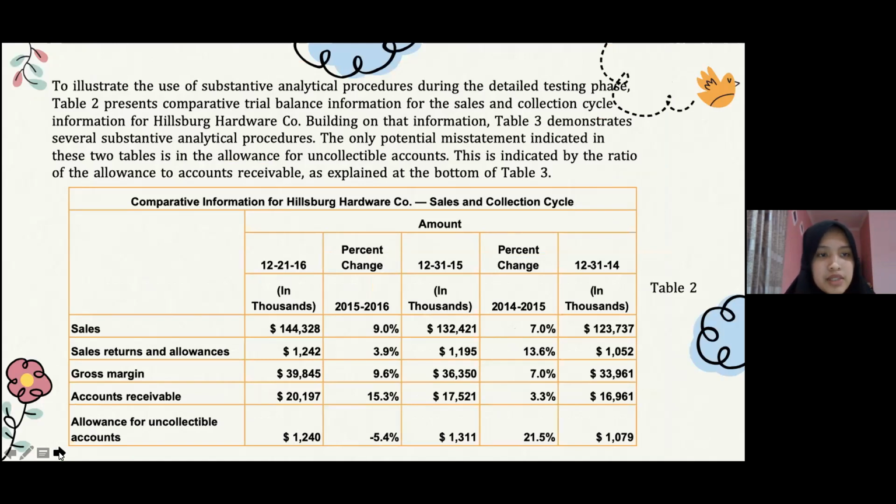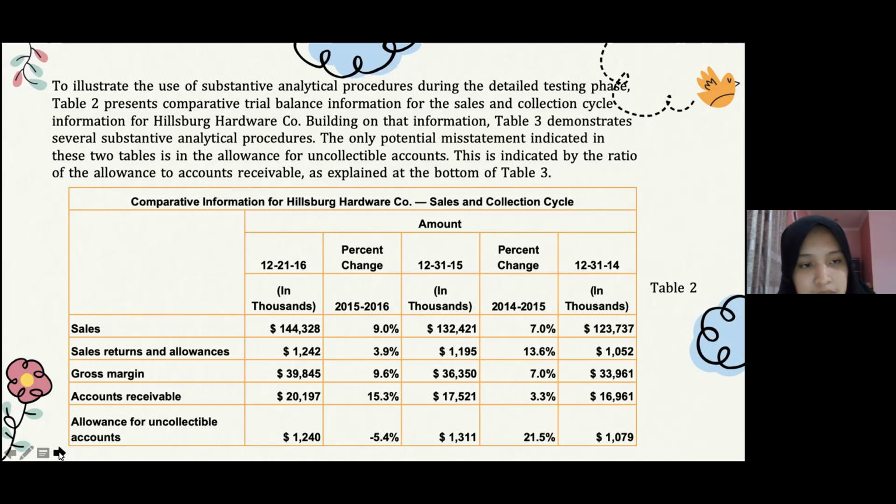Okay, to illustrate the use of substantive analytical procedures during the detailed testing phase, Table 2 presents comparative trial balance information for the sale and collection cycle for Hillsborough Hardware Company. Building on that information, Table 3 demonstrates several substantive analytical procedures. The only potential misstatement indicated in these two tables is an allowance for uncollectible accounts. This is indicated by the ratio of the allowance to accounts receivable, as explained at the bottom of Table 3.